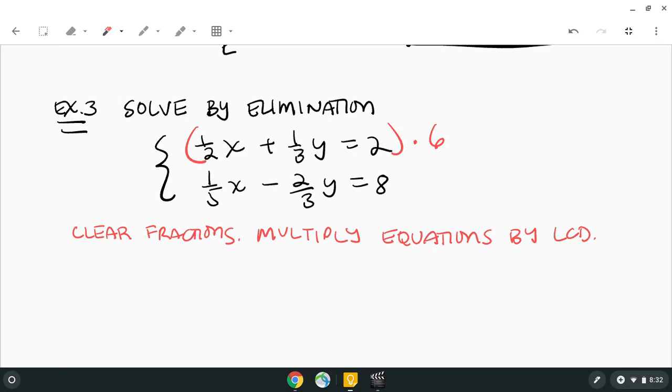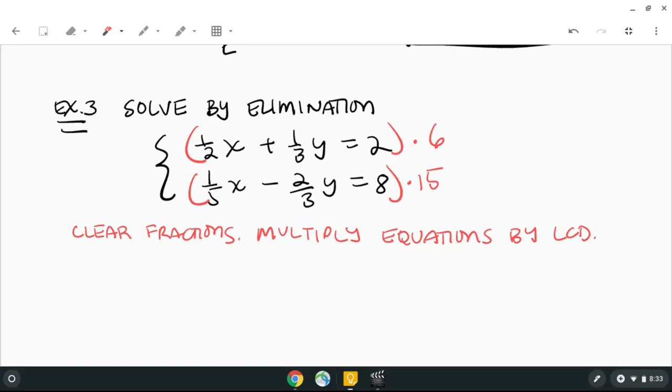The bottom equation, I have two fractions as well. So the bottom equation will have a different LCD because I have 1/5 and negative 2/3. And so I have 5 and 3 for my denominators. So my LCD is going to be 15. So I'm going to need to multiply this by 15 to get rid of my fractions there. Okay. All right, so let's go ahead and do that.